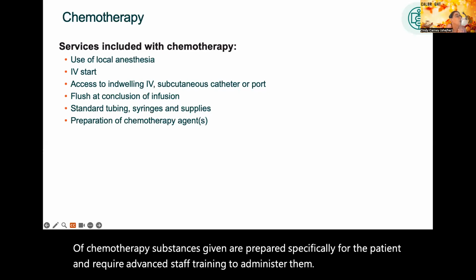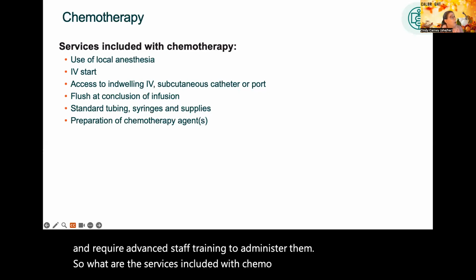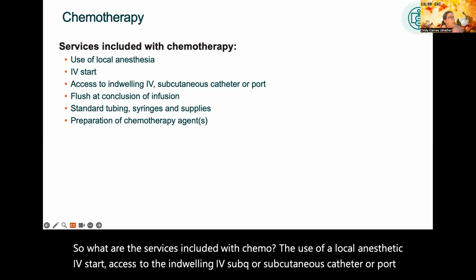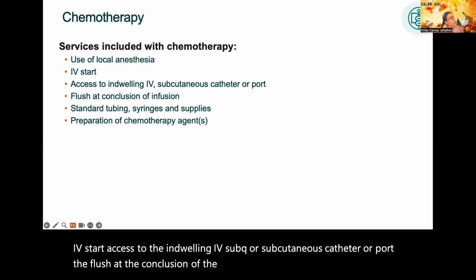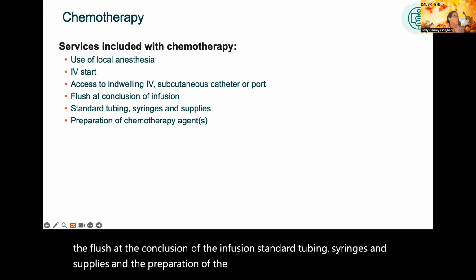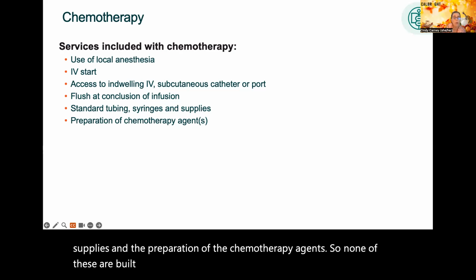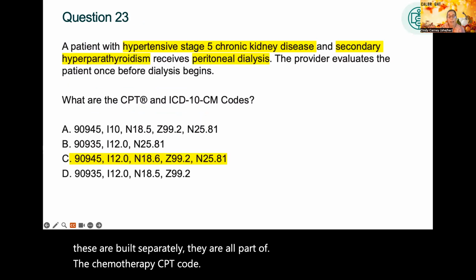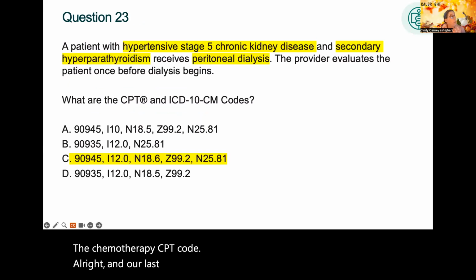So what are the services included with chemo? The use of a local anesthetic, IV start, access to the indwelling IV or subcutaneous catheter or port, the flush at the conclusion of the infusion, standard tubing, syringes, and supplies, and the preparation of the chemotherapy agents. So none of these are billed separately. They are all part of the chemotherapy CPT code.